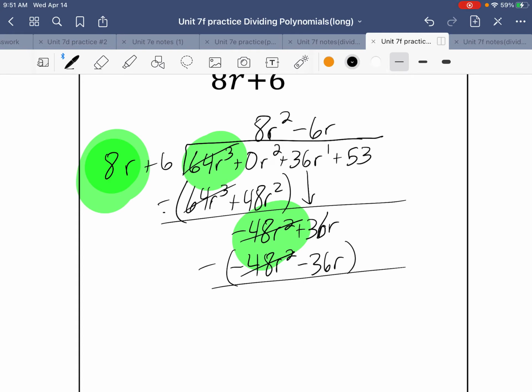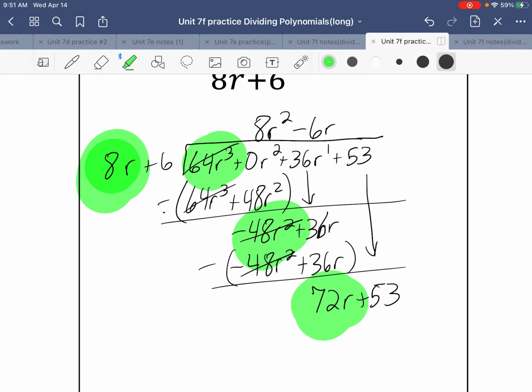The next one, we have 36 minus negative 36. That's like a plus. Minus a negative is a plus. So really you have 72 r's here. Super careful. A lot of people would make that 0. If you did, it's a good mistake to make now. Just don't make it on the test.